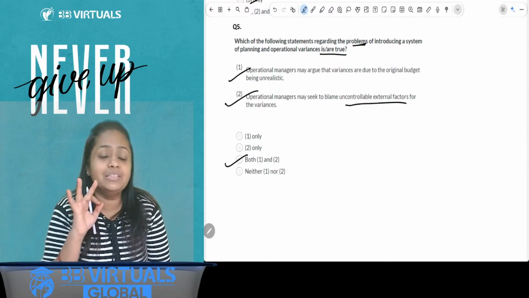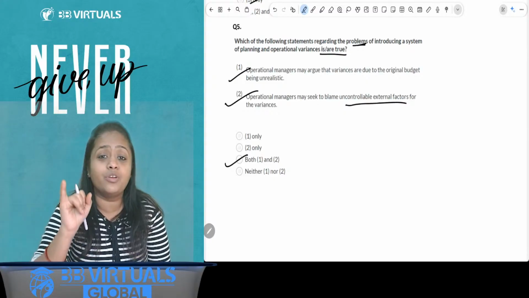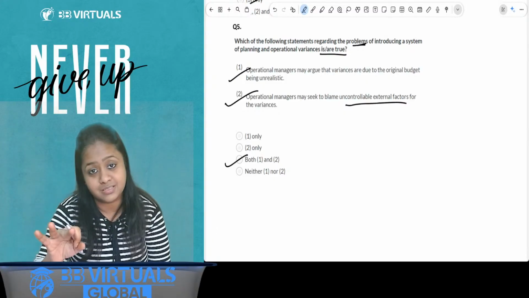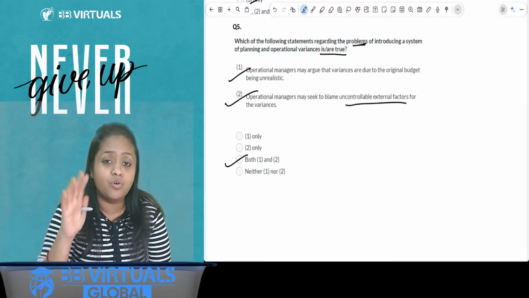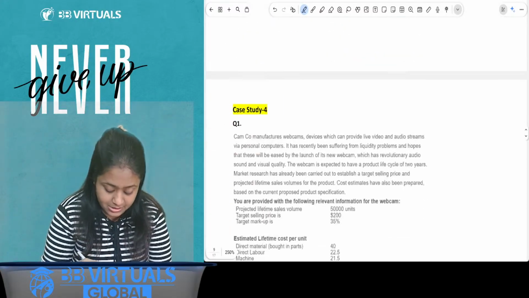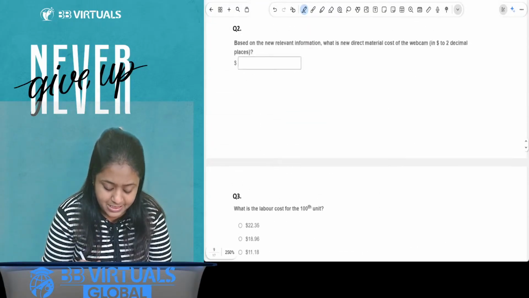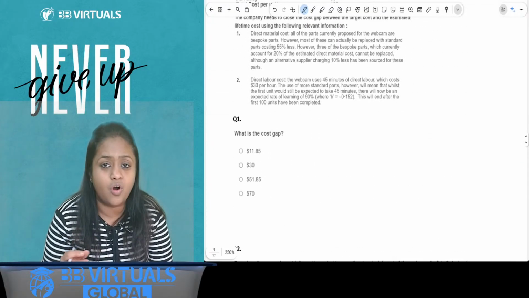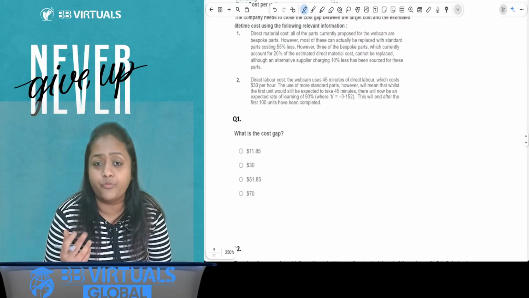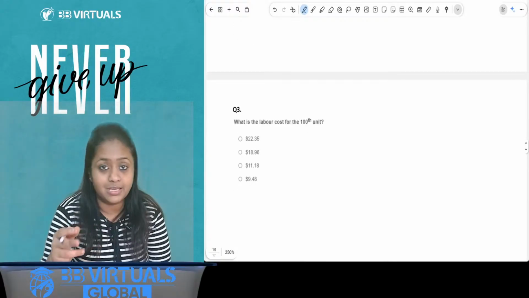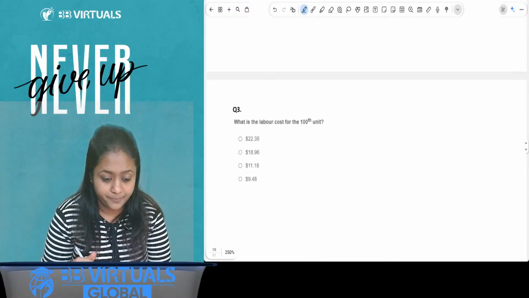So we have done 3 case studies so far: one on life cycle costing, another on limiting factor, and a third on variances. Okay, let's take one more case study. Case study 4 is on target cost and learning curve, almost the kind of questions that we have taken earlier. So I will take that case study in the second part, not today.